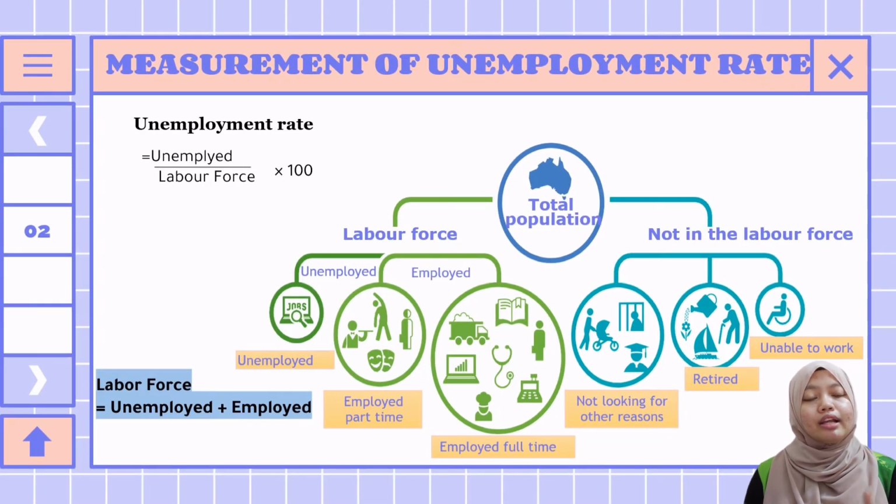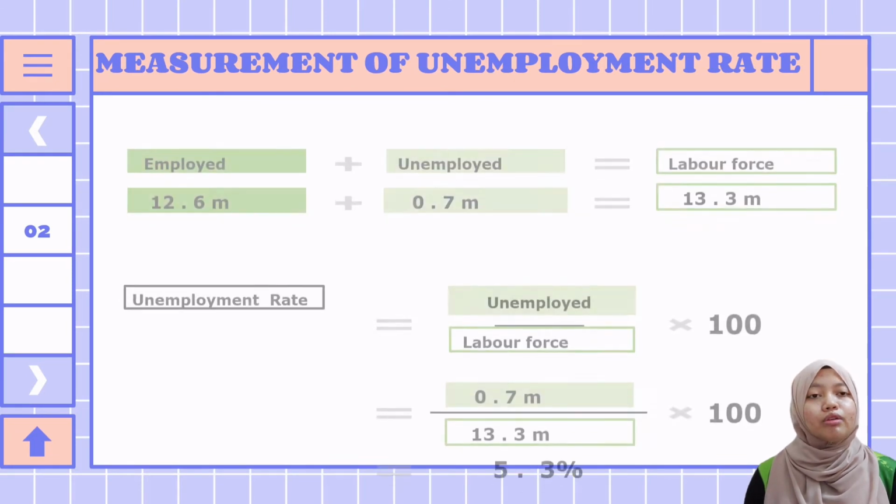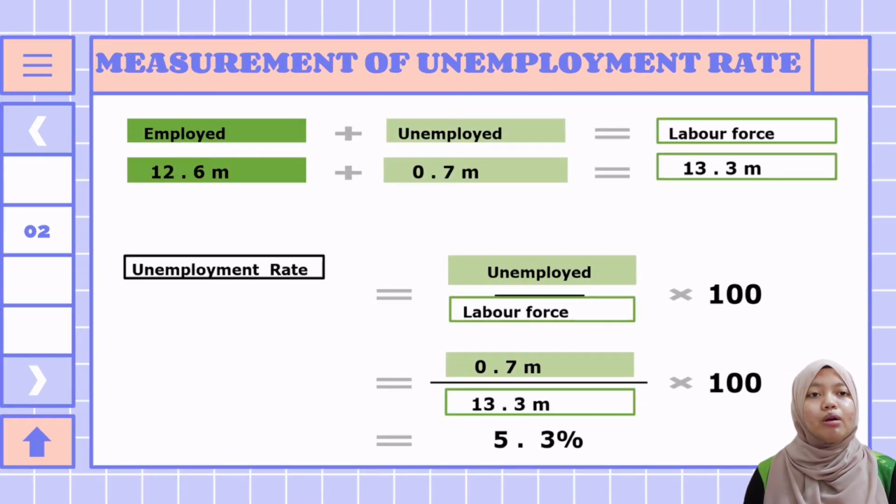To make it clearer, let's take a look at this example. From here, we can see that the number of employed and unemployed is 12.6 million and 0.7 million respectively, and the number of labor force is 13.3 million by adding them together. Then from that figure, we get the unemployment rate by dividing the number of unemployed by the number of labor force and then times 100, which is 0.7 million divided by 13.3 million times 100. We get 5.3%.